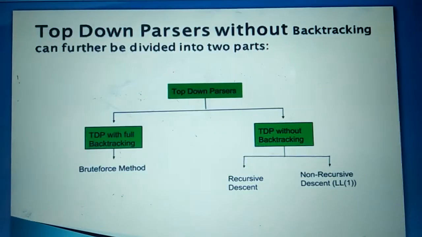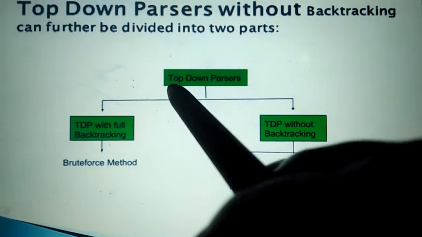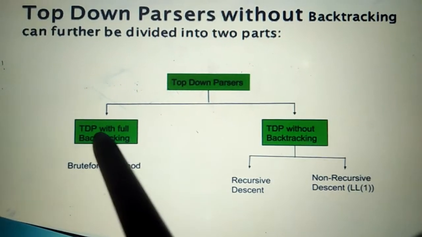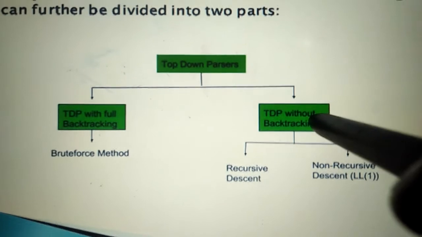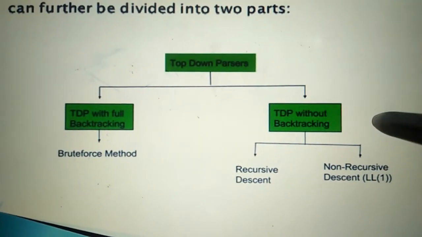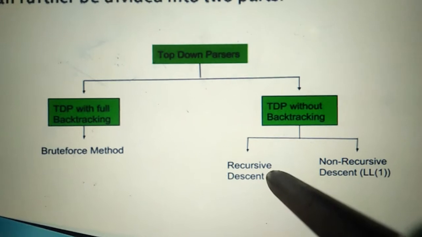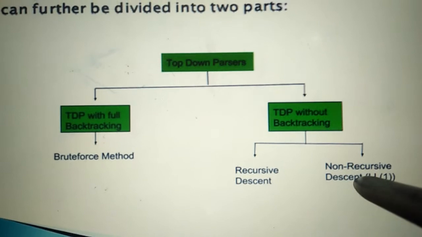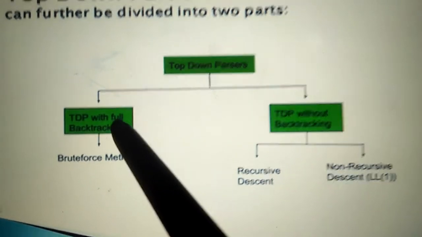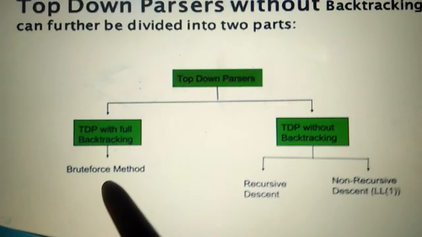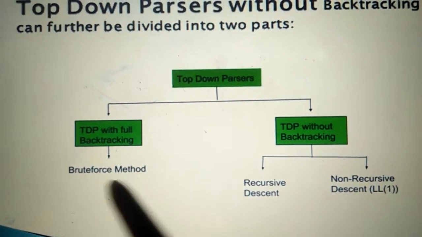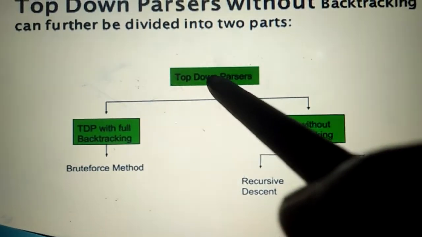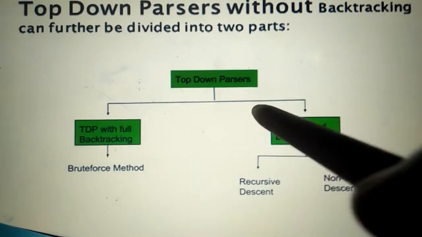Here let me show you a figure. What is this top-down parser? We have two types of parsing. One is backtracking and the other is without backtracking. Without backtracking we have two kinds of method, recursive descent parsing and non-recursive descent parsing. In backtracking we have only the brute force method, also called backtracking parsers.